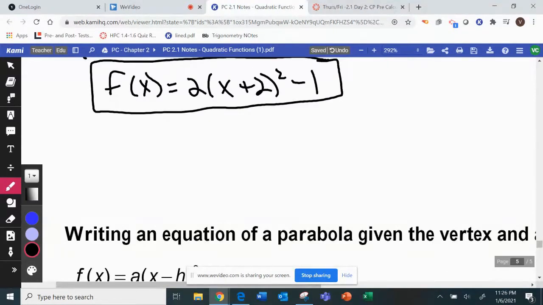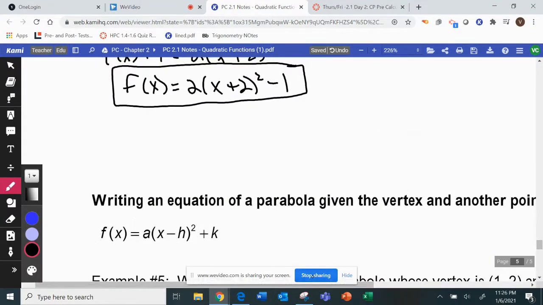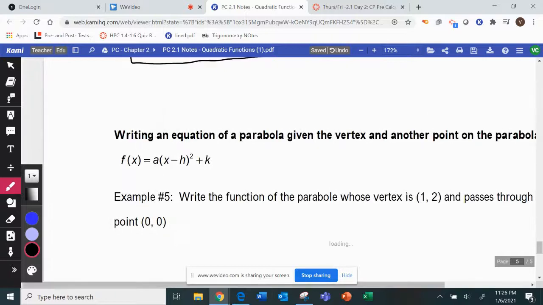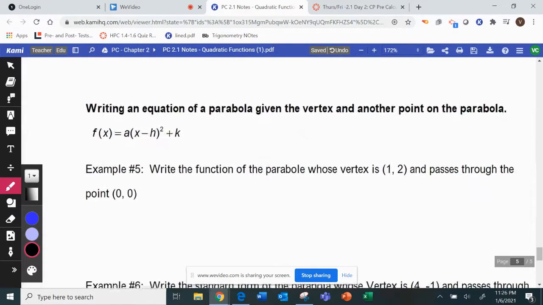Okay. The last section is writing equations of a parabola given the vertex and another point on the parabola. And then there's the next example, I don't think you have the vertex.